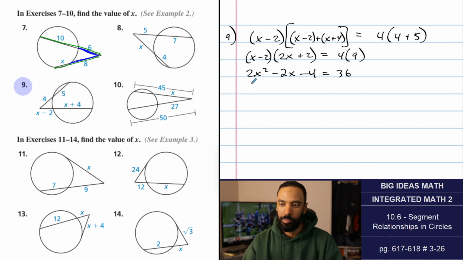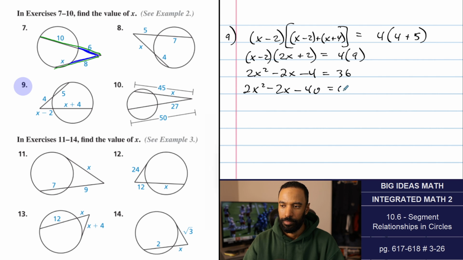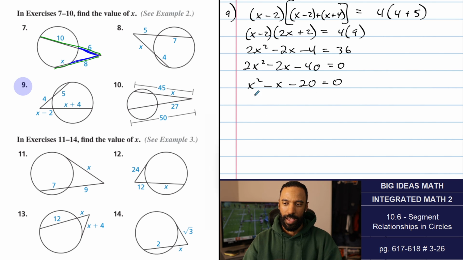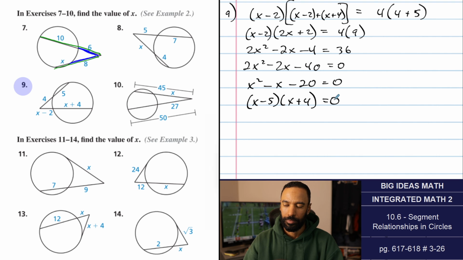Hoping this is factorable, I'm going to subtract the 36 over first, and then I'm going to divide everything by 2. So we get x squared minus x minus 20 equals 0. That is very factorable. This factors into x minus 5 times x plus 4. So x either equals 5 or negative 4.